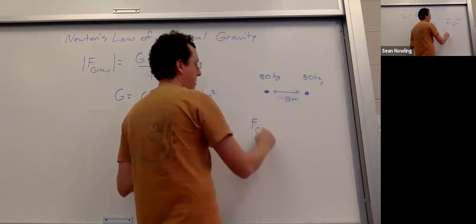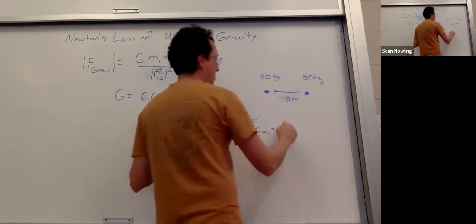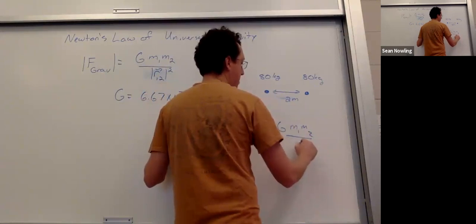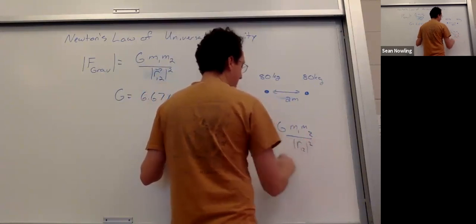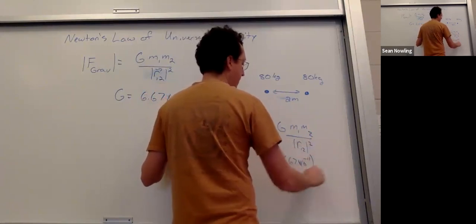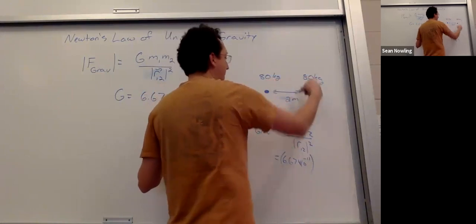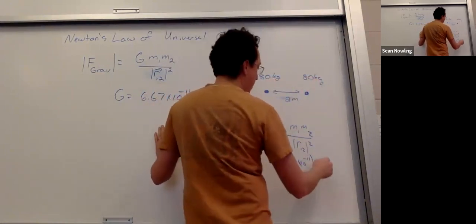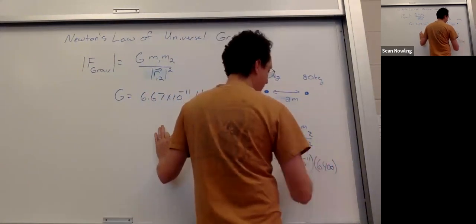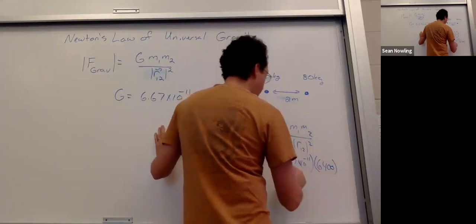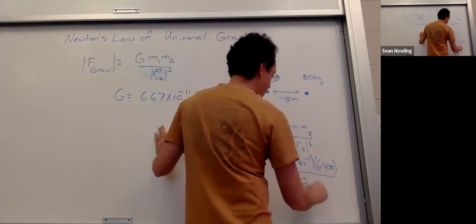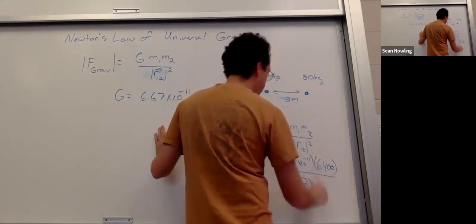You would say the force of gravity is G times m1 m2 over the distance between you squared. And if you plug in numbers, that would be 6.67 times 10 to the negative 11 times 80 times 80. So that's going to be 6,400 divided by the distance between you squared, 2 meters squared.